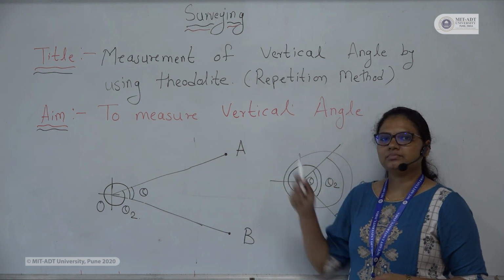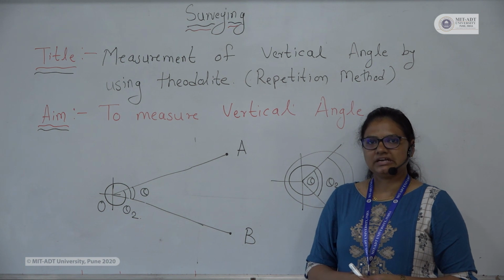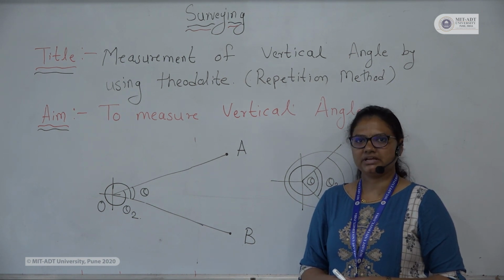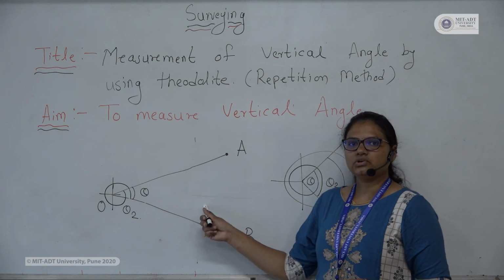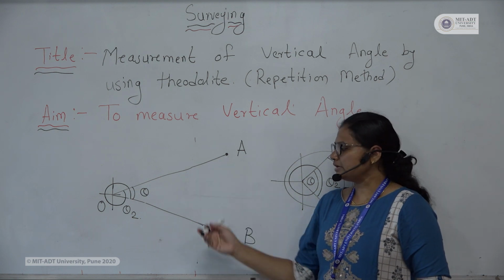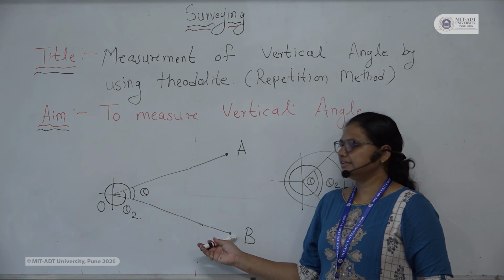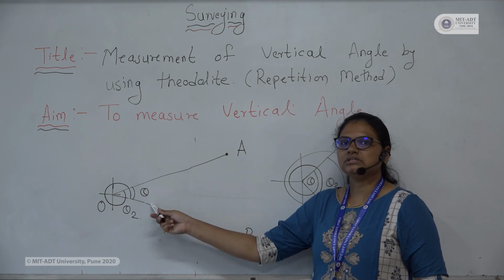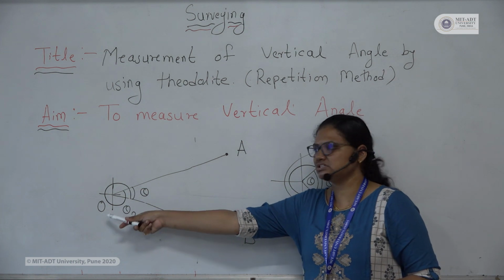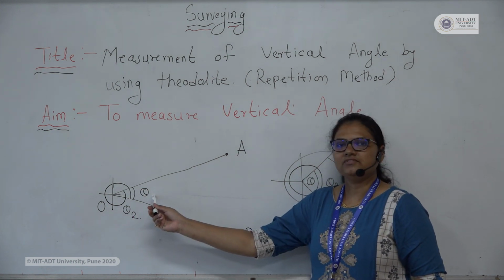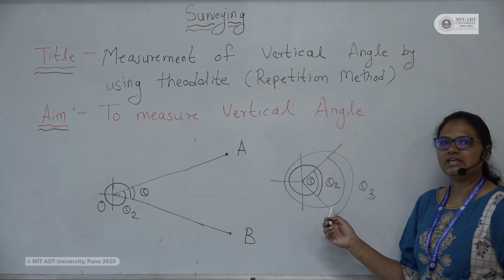Then the aim of this practical is to measure the vertical angle between any two points by using the method of repetition. So now in this figure you can see that suppose these are two points A and B which are located on some elevation. Then we have to measure the angle between this point A and B from this station point O. Suppose that angle is theta 1. Then we have to use the method of repetition.